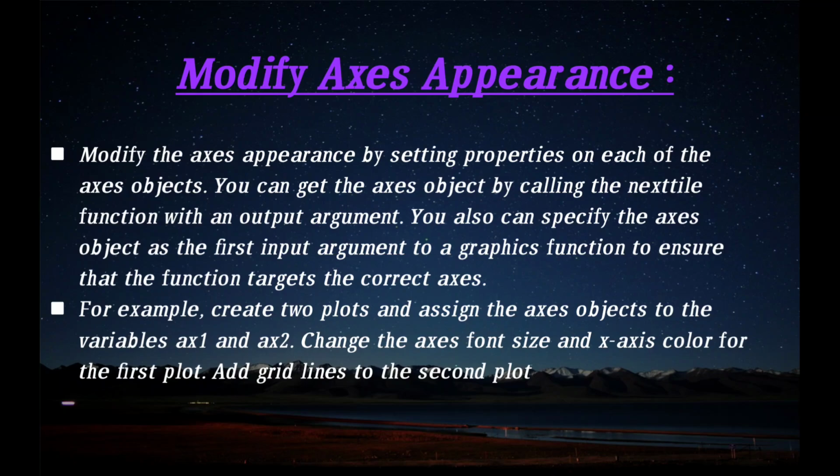Then modify axes appearance. You modify the axes appearance by setting properties on each of the axes objects. You can get the axes objects by calling the nexttile function with an output argument. You can also specify the axes object as the first input argument to a graphics function to ensure that the function targets the correct axes. For example, create two plots and assign the axes objects to the variables ax1 and ax2. Change the axes font size and axes color for the first plot. Add grid lines to the second plot.